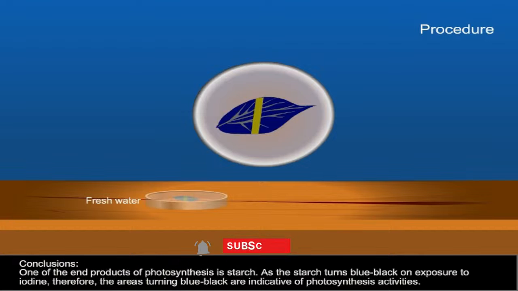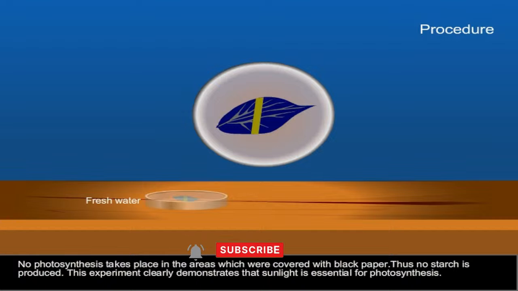Conclusions: one of the end products of photosynthesis is starch. As the starch turns blue-black on exposure to iodine, the areas turning blue-black are indicative of photosynthesis activities. No photosynthesis takes place in the areas which were covered with black paper. Thus, no starch is produced. This experiment clearly demonstrates that sunlight is essential for photosynthesis.